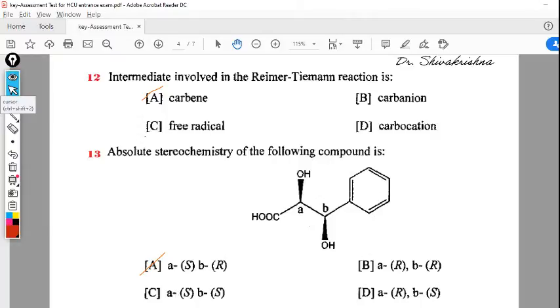So the intermediate in the Reimer-Tiemann reaction is, of course, a carbene, you all know. Okay, next, RS nomenclature. So this is the high priority group 1, and 2, and this is 3. So 1, 2, 3 is anti-clockwise, so it is S. And in this one, this is 1, this is 2, and this is 3. 1, 2, 3 is clockwise, so this is R. So nomenclature starts from the high priority group. No need of numbering, so they are given as A and B. For A it is S and for B it is R. Okay. Next.